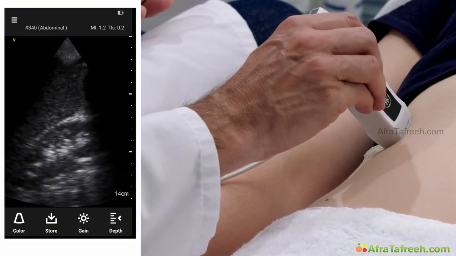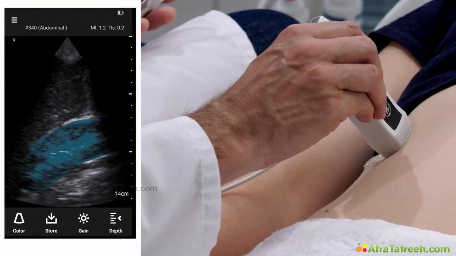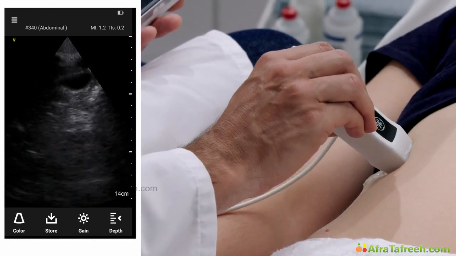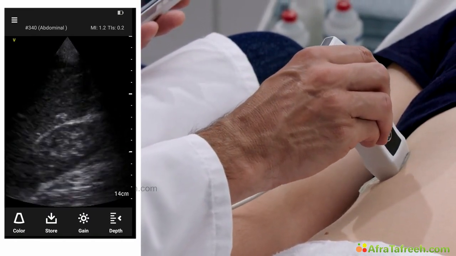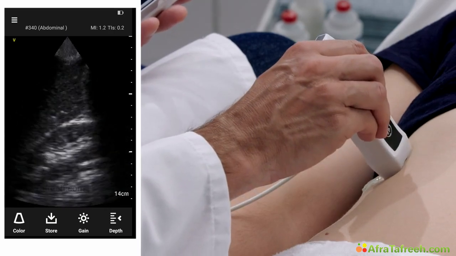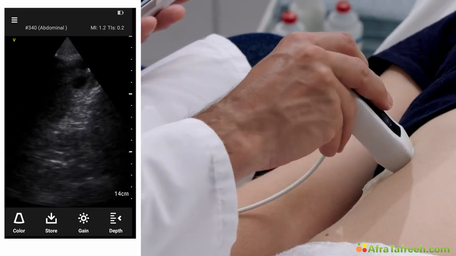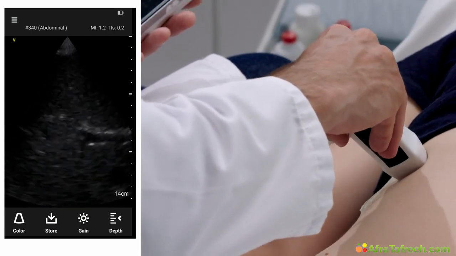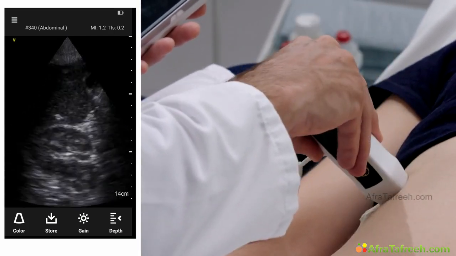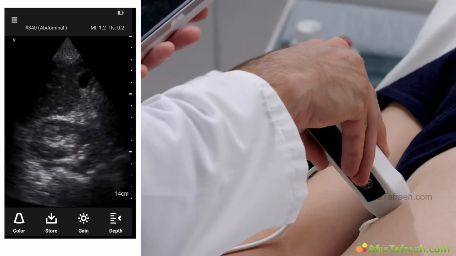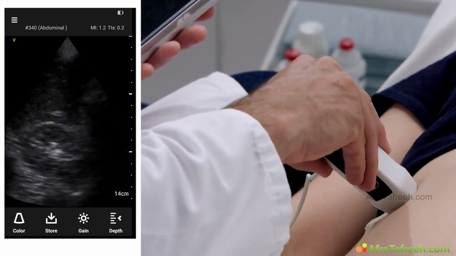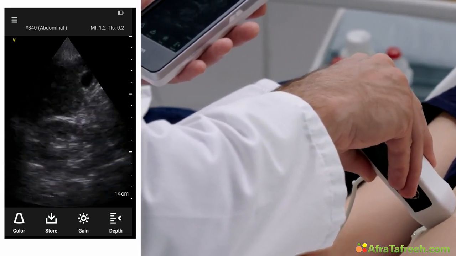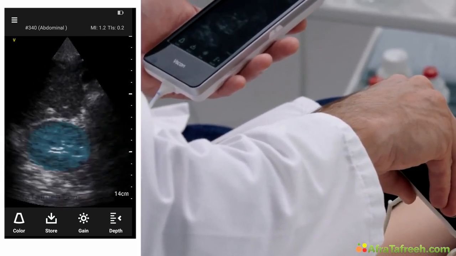Here we see the right kidney in a longitudinal scan through the right liver lobe. We have to tilt the probe medially and laterally to visualize the entire kidney. Then we turn the probe 90 degrees counterclockwise to get into the transverse view, and again we have to tilt, and here also to move cranially and caudally to image the entire right kidney.